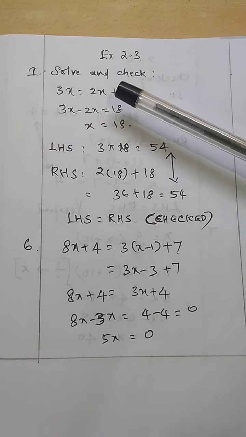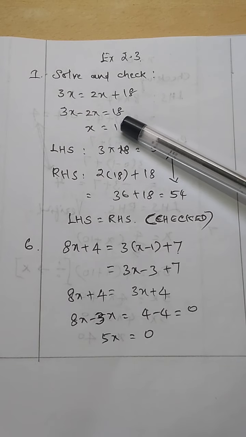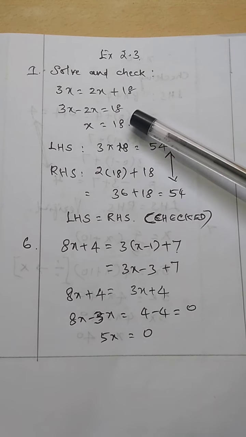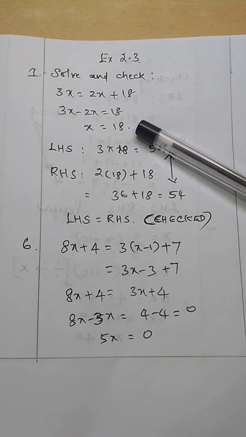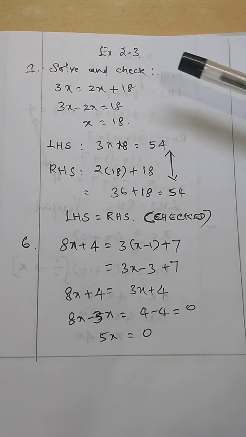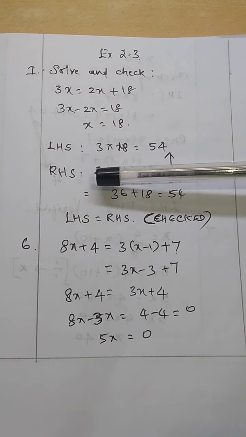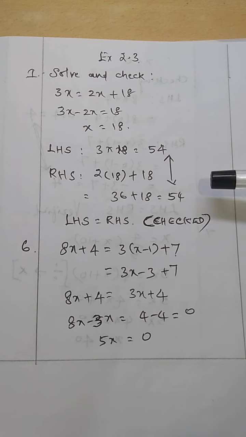So bring this positive 2x to your left, so it becomes minus 2x. So 3x minus 2x becomes 18, so x becomes 18. Now you have got the solution as x is equal to 18. Now we are going to check your solution. So you have to find the value of LHS and RHS separately and check whether they are equal.